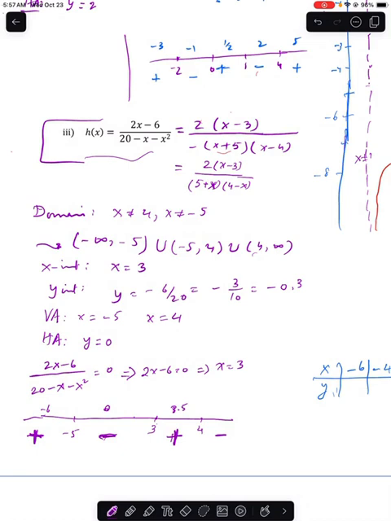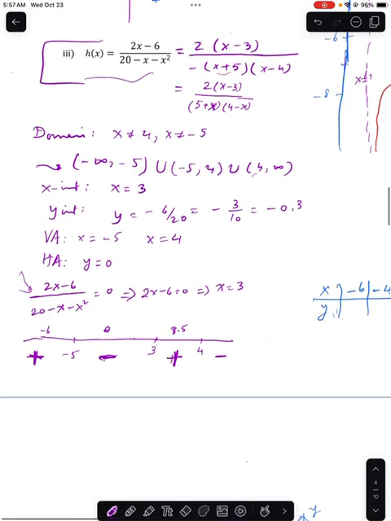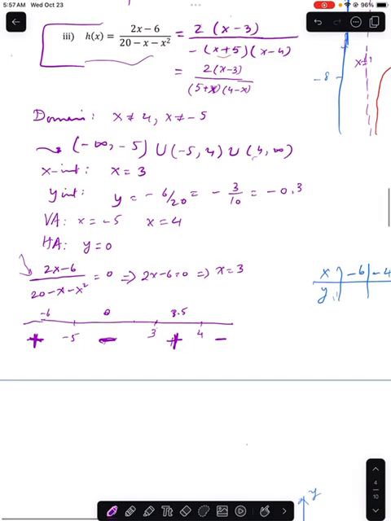And then I checked if the graph crosses its horizontal asymptote or not. So we found that it will cross at x is equal to 3, which is the x-intercept. And then I found the sign chart. So now let's try to sketch the graph.